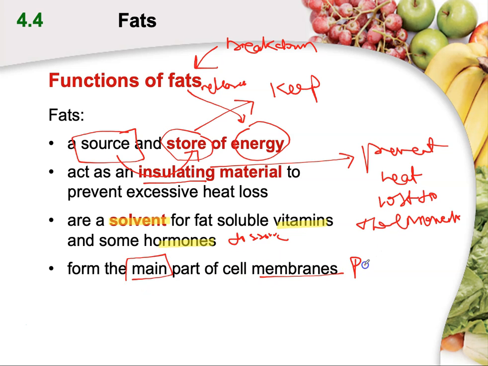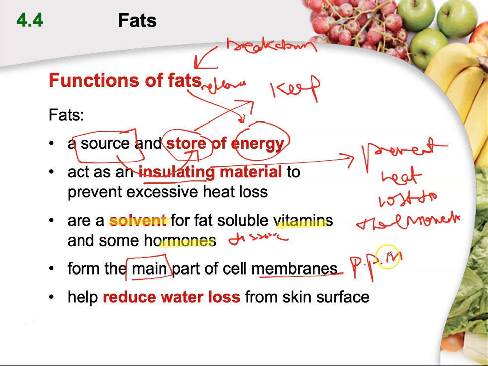It also forms the main part of your cell membranes. So all your partially permeable cell membranes will basically contain a large proportion of fat. It will help to reduce water loss. Now, how does fat actually help to reduce water loss? Take, for example, this is the surface of your skin. Now, this is a layer of fat here.